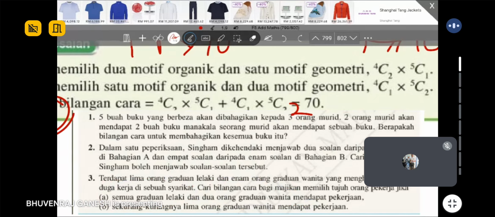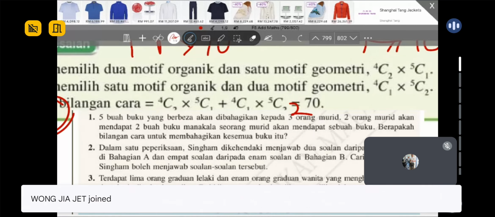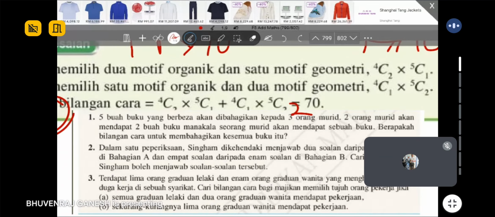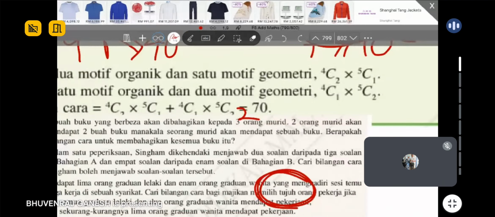Question B is interesting. Okay, so they say that sekurang-kurangnya 5 orang graduan wanita. So at least 5 of the women get the job. So how many cases do we have here, guys? Can you all think and see? Total is 7, 7 workers. So again, how to answer this type of question? Use the table like I did just now.